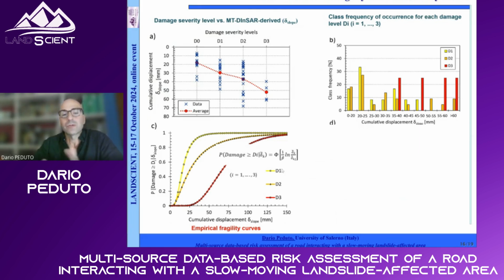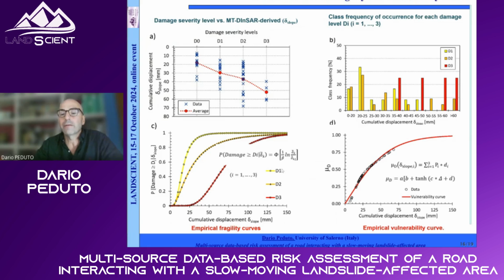Fragility curves started to be used in seismic engineering, and more recently have also been adapted to landslide risk. From fragility curves, a vulnerability curve can also be derived by applying this formula, which is a kind of weighted damage, weighted on the probability of occurrence derived from the fragility curves. If you enter this curve with a given displacement, you can get the expected level of damage. In this case, the real data, which are these circles, were fitted with a hyperbolic tangent function.